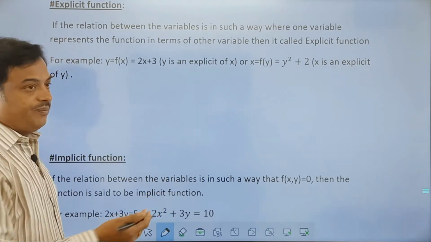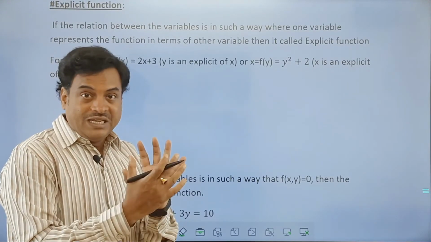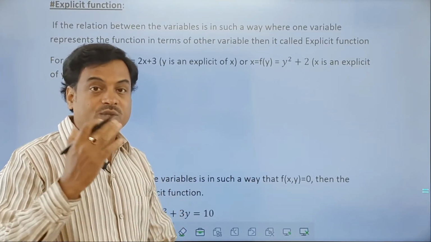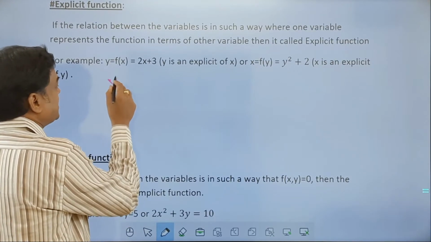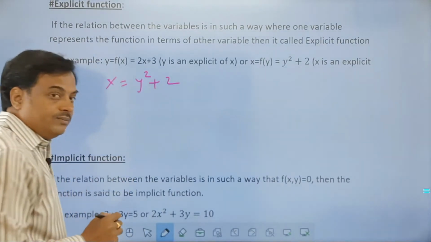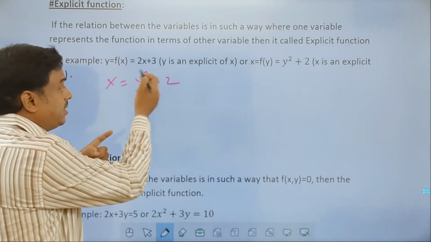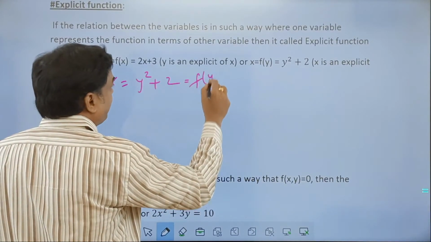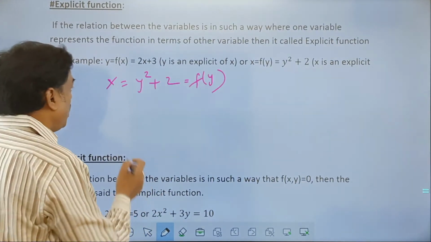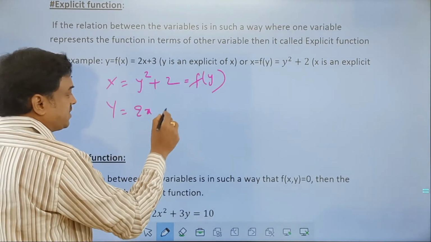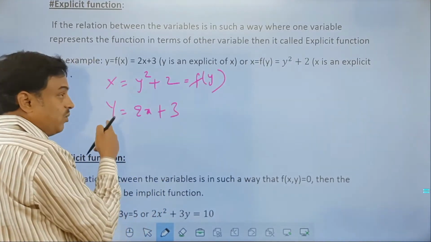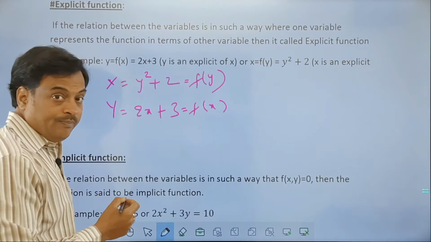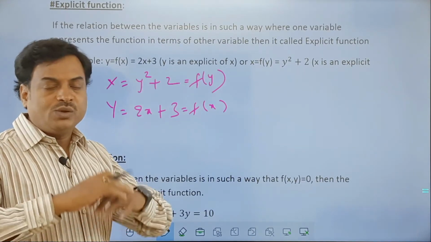Now what is an explicit function? You are defining a variable in terms of another variable. For example, if I say x is equal to y square plus 2, that means you are defining x in terms of y. This is called an explicit function, so this can also be called f of y. Or you are saying y is equal to 2x plus 3. That means you are defining y in terms of x, and this is also called f of x, my friend. In that case, it is called an explicit function. So it is a very simple definition.